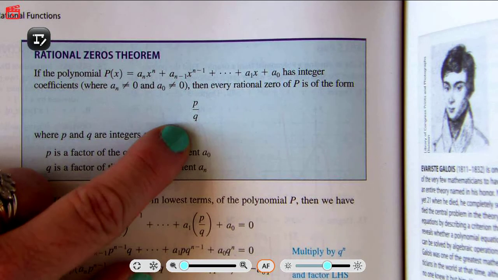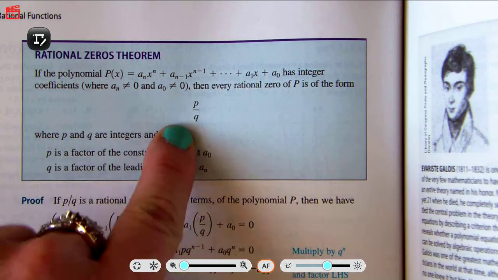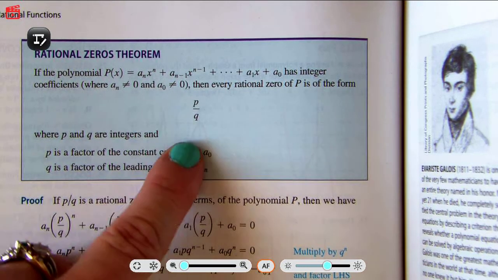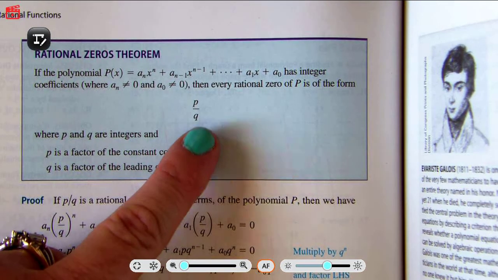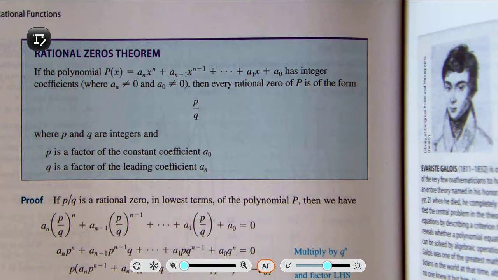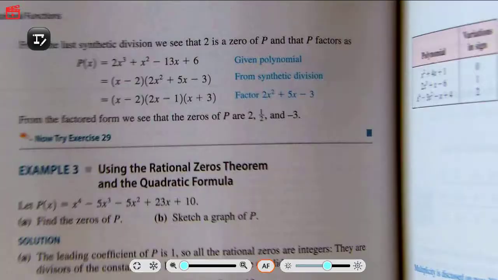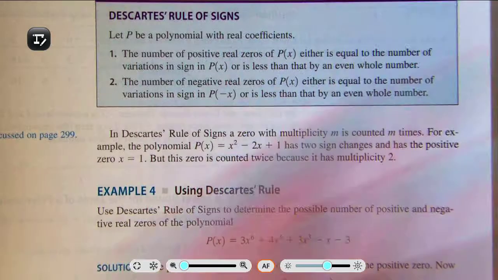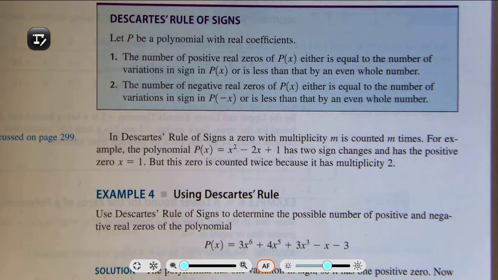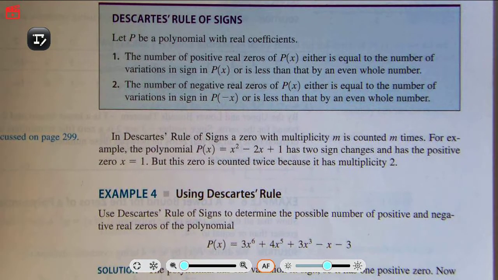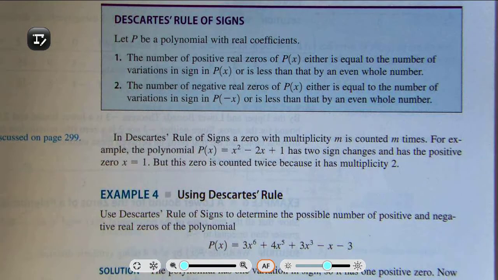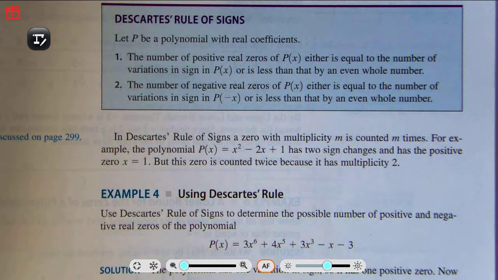And that's what we're going to be doing in my second video when I actually go through and try to find them. So this gives me an idea of what those rational zeros will look like. The other piece of information that I'm going to pull out that's going to help me, and you'll see me use it in the next video, is Descartes' rule of signs. Okay, so first of all we have a polynomial, and this one we can have just real coefficients.